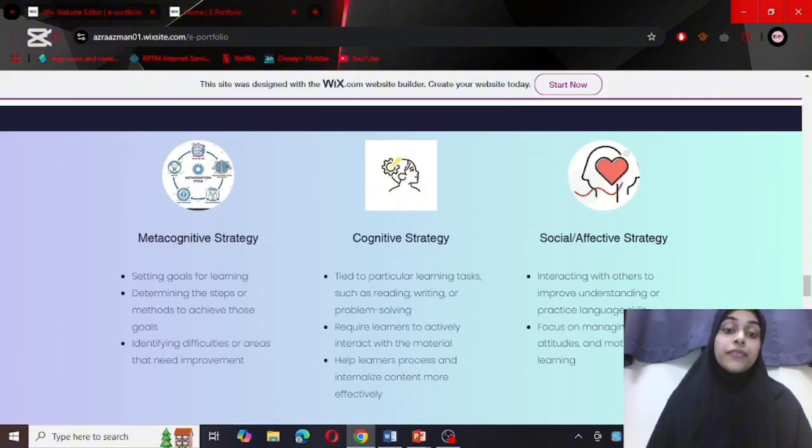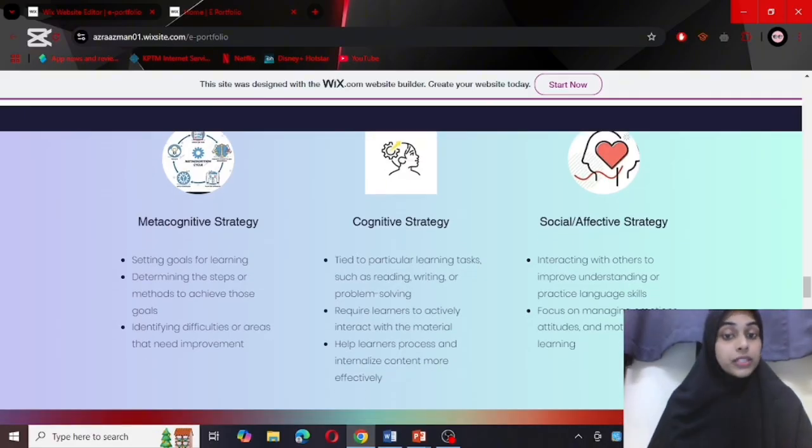Another example is identifying difficulties or areas that need improvement. So the next one is cognitive strategy, the second strategy, which is tied to specific learning tasks like reading, writing, or solving problems. This strategy actually focuses on actively interacting with the material, for example, summarizing a passage in your own words or solving practice problems to understand a concept better.